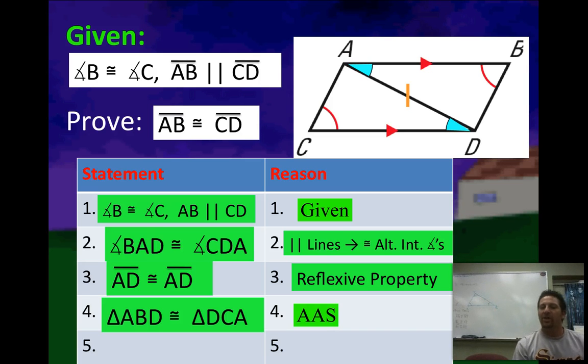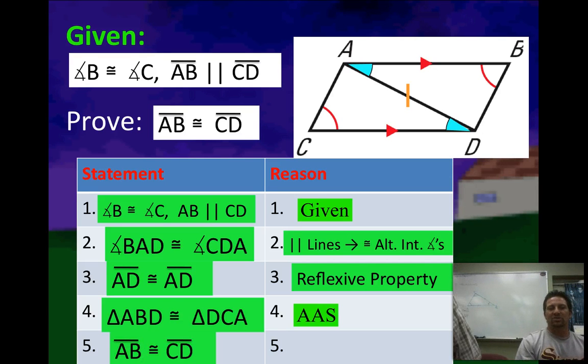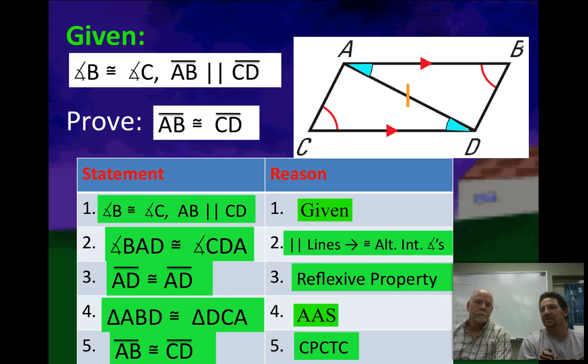So now that we've got those two triangles congruent, now I can go on to my last statement, which is to prove that AB is congruent to CD, which there would have been no way to do without that. So AB is congruent to CD because now that I know both triangles are congruent, all the parts that are corresponding have to be congruent as well. So therefore, by CPCTC, I can say that AB is congruent to CD.